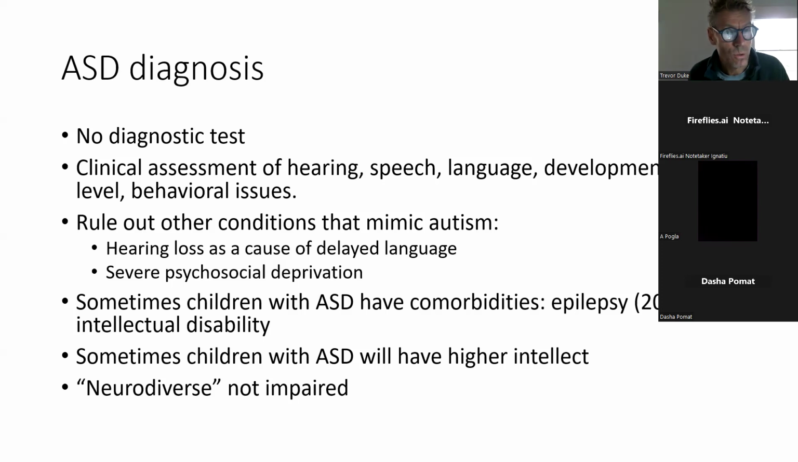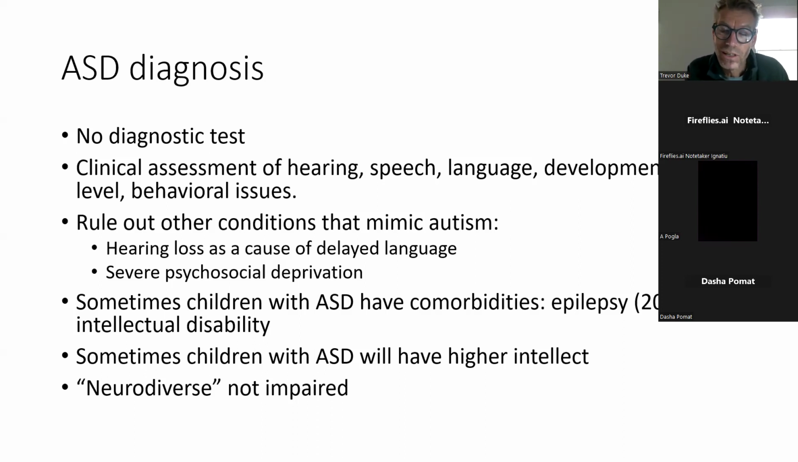Sometimes children with autism will have other comorbidities. They may also have epilepsy, for example. They may also have intellectual disability, but don't assume that they all have intellectual disability. Some children with mild autism, certainly Asperger's syndrome, have a higher intellect than normal, and many children have normal intellect, but they can't manifest it because they have language problems.